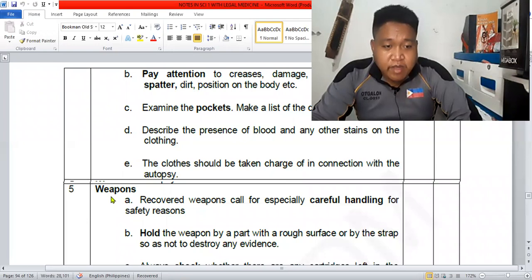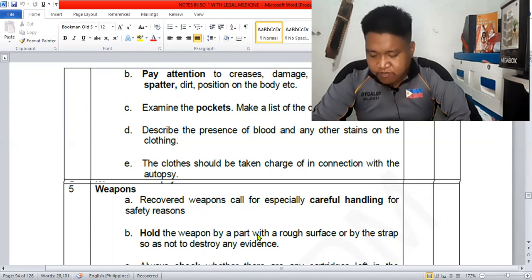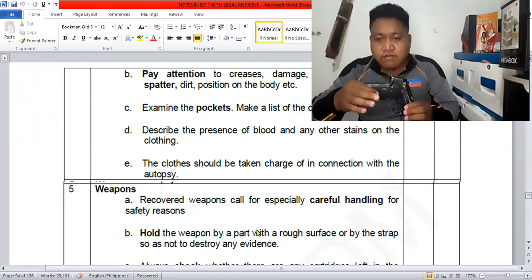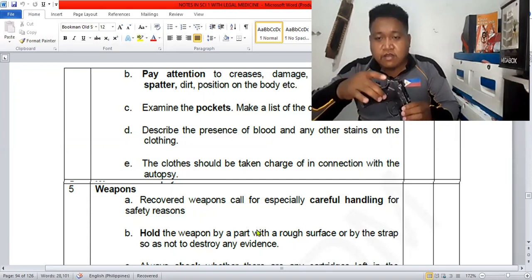Okay, so again, let me repeat on the weapons. Recovered weapons call for especially careful handling for safety reasons to avoid accidental firing or destruction of evidence. So to do that, hold the weapon by a part with a rough surface. Yeah, rough surface. Okay. So you look for the part na rough, no? Example, in a firearm, no? Example dito, that is a rough area.